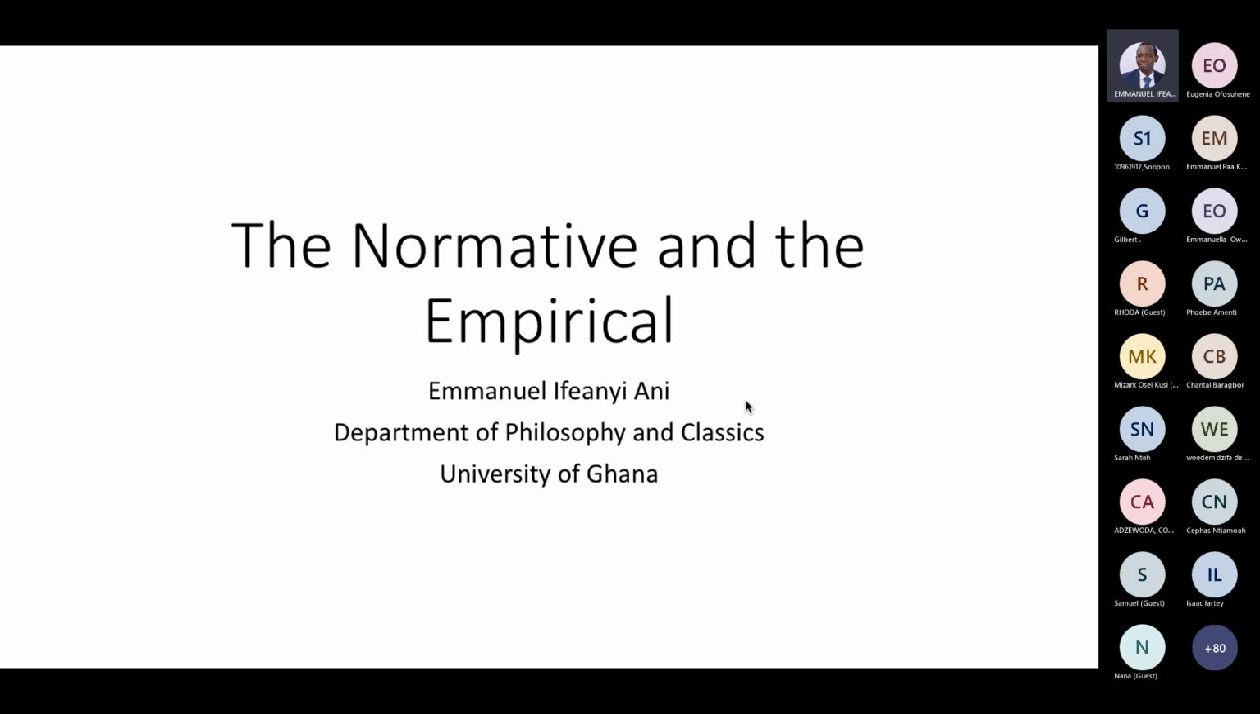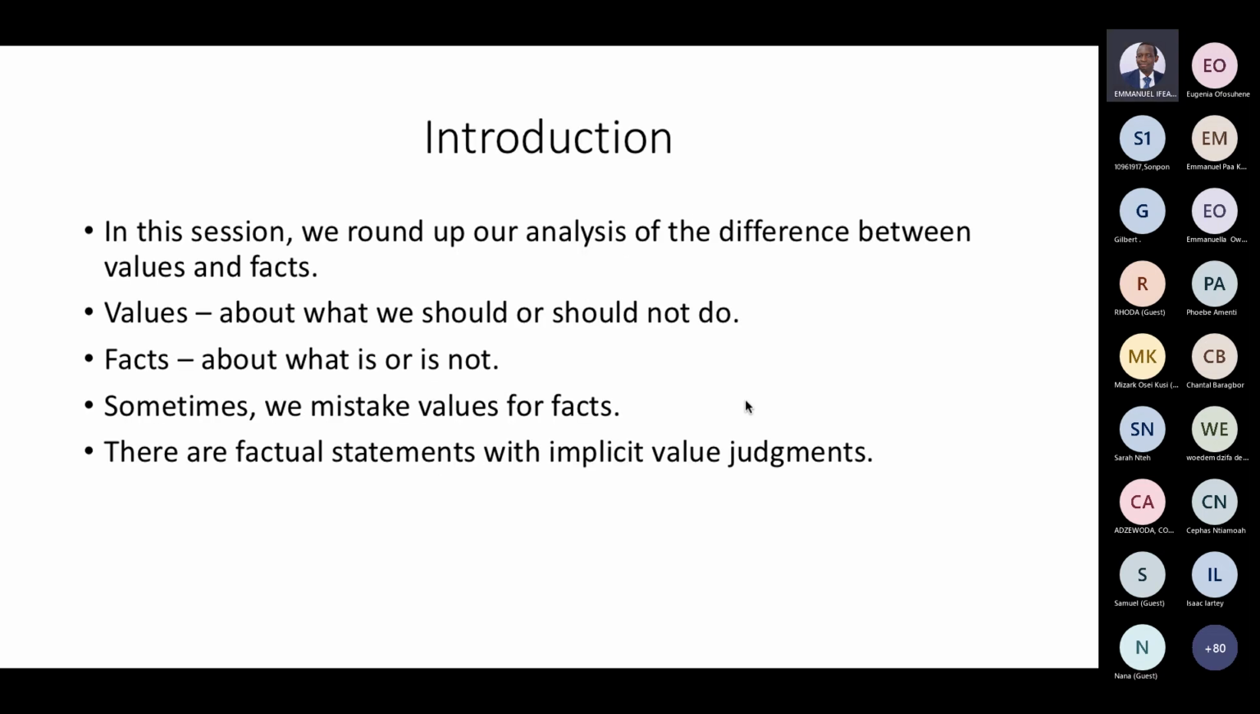Normative has to do with what should be. That's the normative. And then the empirical has to do with what is. So we're contrasting what is to what should be. Now in this session, we're going to round up our analysis of the difference between values and facts. Values are about what we should or should not do. Facts are about what is or is not. Sometimes we mistake values for facts. In fact, there are factual statements with implicit value judgments.